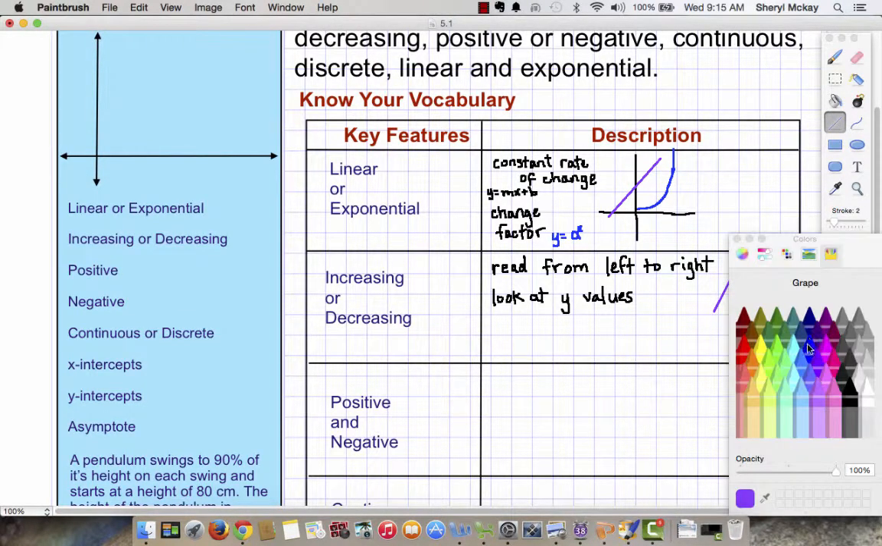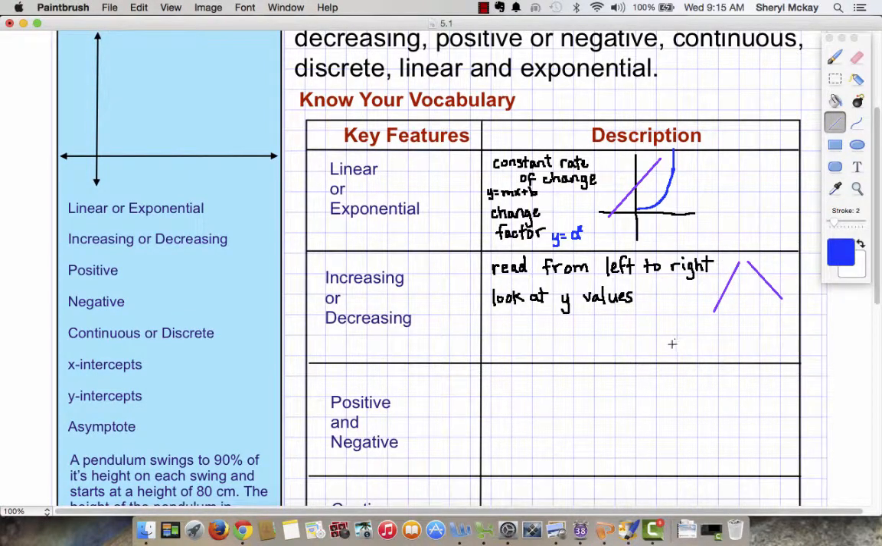Now, with an exponential function, it's the same way. You want to look at increasing from left to right. Increasing from left to right, my y values are increasing. They're going up. As I move from left to right, my y values are going up. And decreasing as I move from left to right, my y values are getting smaller. So increasing or decreasing, pretty simple.